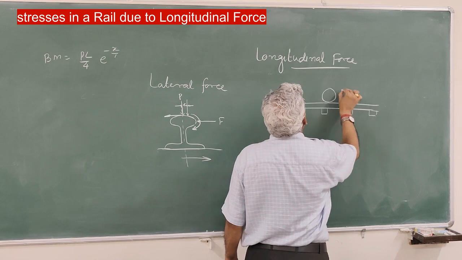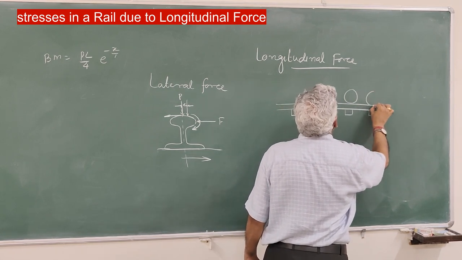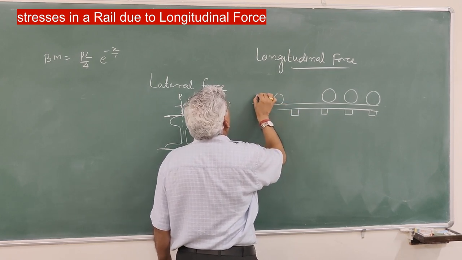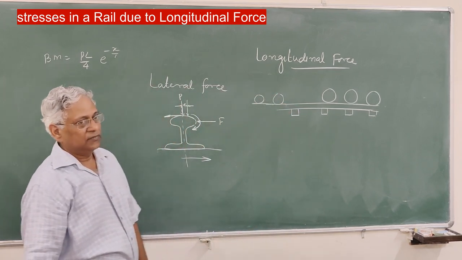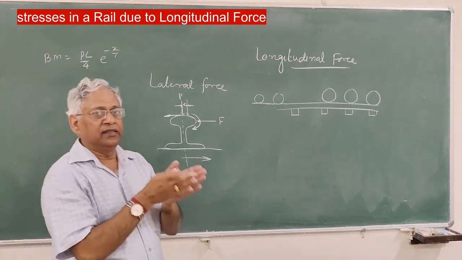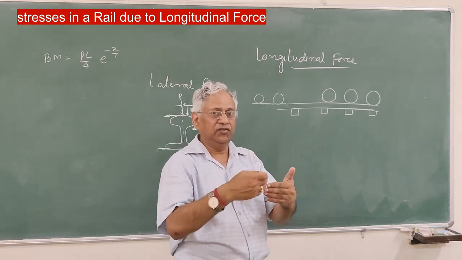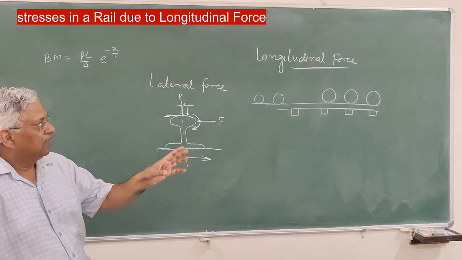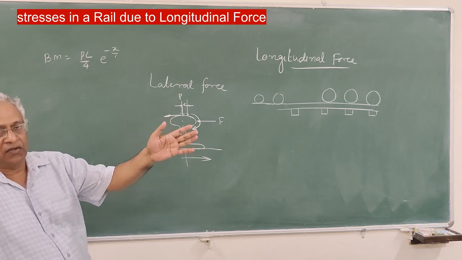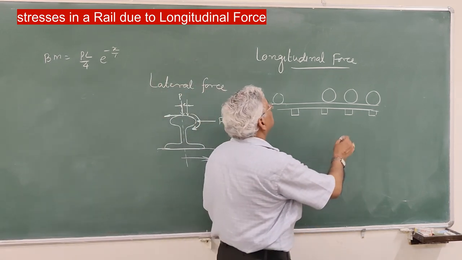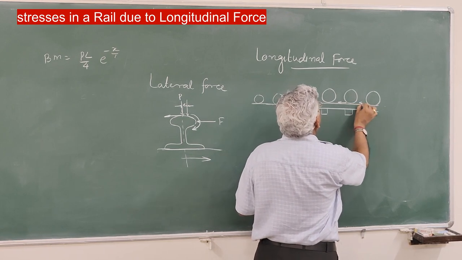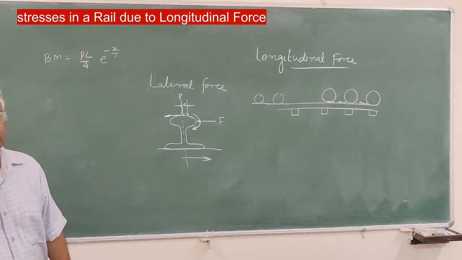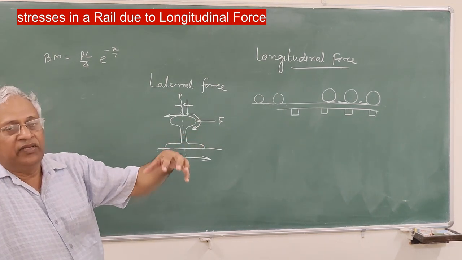Now, this is the engine, and then you have trailing load or train. Now, when a train moves on the rails, the driving wheels of the engine apply force in the forward direction. And when they apply the force in the forward direction, they push the rail back. That is the long-term force applied backward on the rail by the driving wheels of the engine.